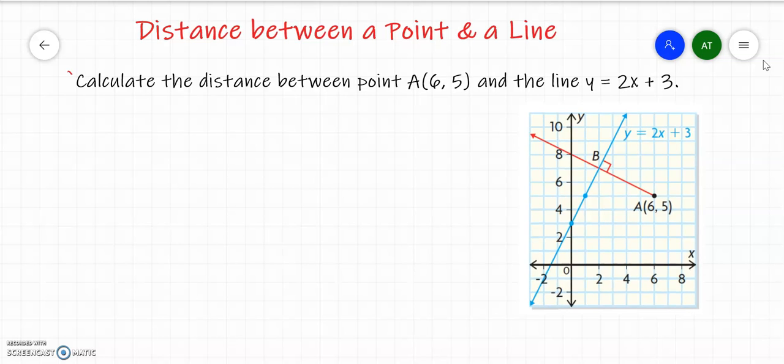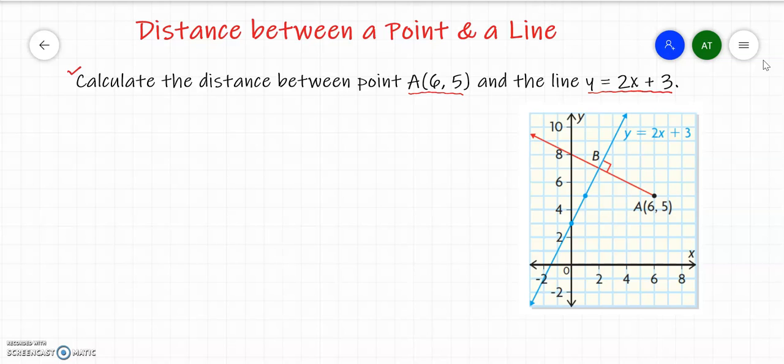Let's begin with an example. Calculate the distance between the point A, that is (6, 5), and the line y equals 2x plus 3. So they drew the line y equals 2x plus 3, the blue one, and plotted the point A, that is (6, 5). To calculate the distance between the point A and the line, they drew a straight line, the red one, that passes through the blue line and cuts the blue line at point B. So basically we need to calculate the distance between the point A and B, and that would be the distance between the point and the line.